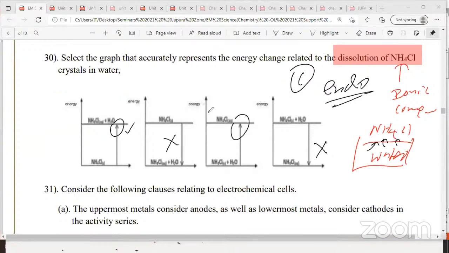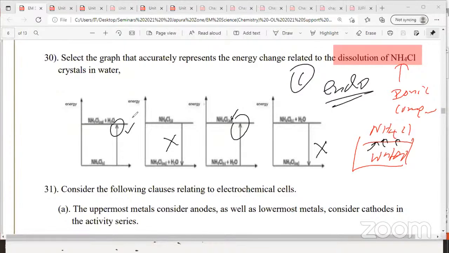Question number 30. The most correct answer. I think it's not clear here. This is AQ, right? Third answer. First answer is AQ and water H2O. So water is not forming as a product. What is not forming as a product?